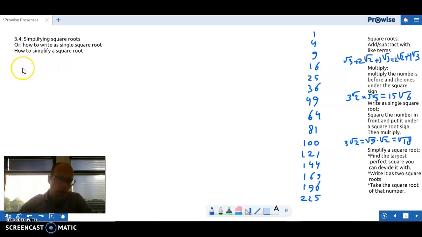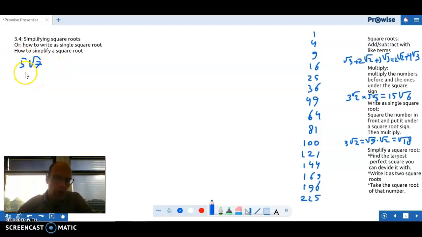For instance, you have 5 square root of 7, and we need to write this as a single square root. Basically what we mean is that there is no number in front of the square root, only a number under the square root. And so we need to put the 5 under the square root, and square it. If you want to cancel out the square root, you need to square it, because that's the opposite, square and square root.